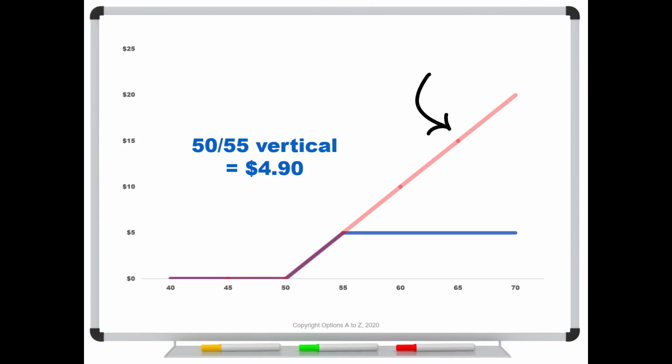So again, another way of looking at it is to say that this option has gone so deep in the money, your long $50 call, that it's really too deep in the money. We want to get rid of this 50-55 portion of that curve. So how would you do it? Well, you simply sell the 50-55 vertical spread.